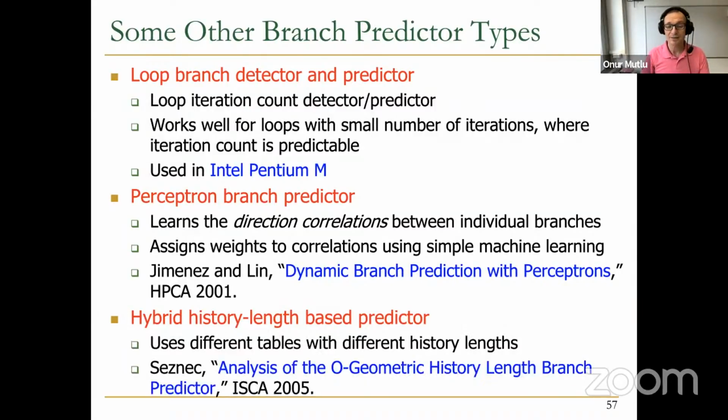And the last one we will talk about is hybrid history length branch predictors. The idea here is don't have a single history length. Use many different history lengths, because different branches are better predictable with different history lengths. Some of them are not correlated with many branches. Some of them are correlated with many branches. So why not use different history lengths and different prediction tables? And this is also employed in existing processors.